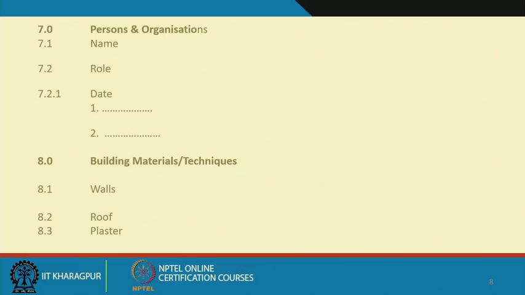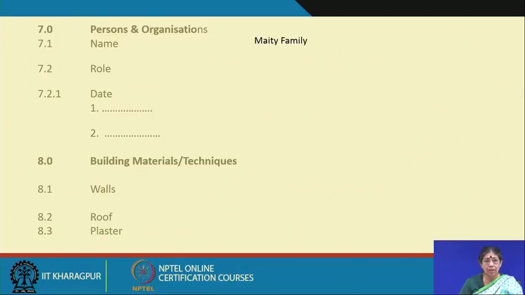Then we also have to talk about the building materials and others. In this case the person is the Maiti family, and one must take care to record the name of the contact person who actually owns it. This also has to be documented for reference in future work. And then the role. In this case it is the owner; sometimes they can be tenants, sometimes occupants. There can be many more possibilities, and the ownership can change over the years, so one has to document that.